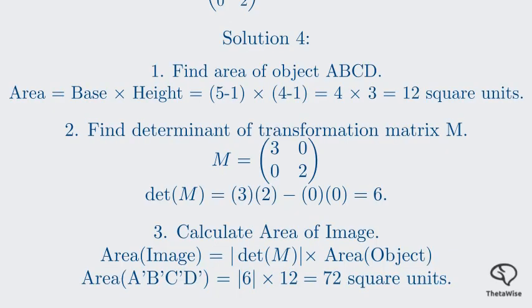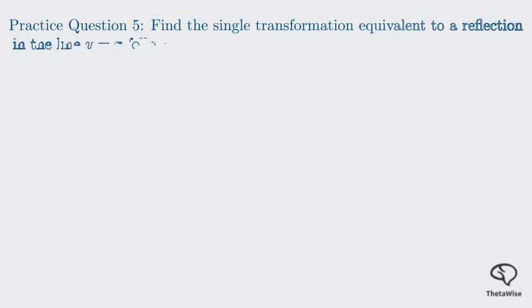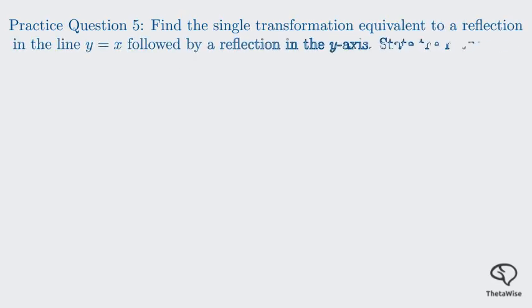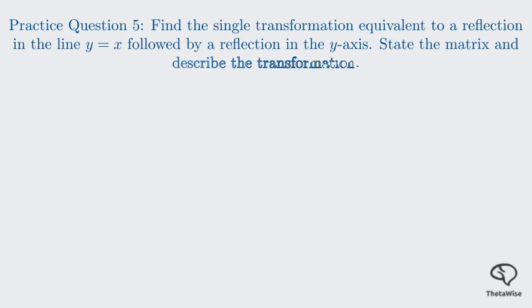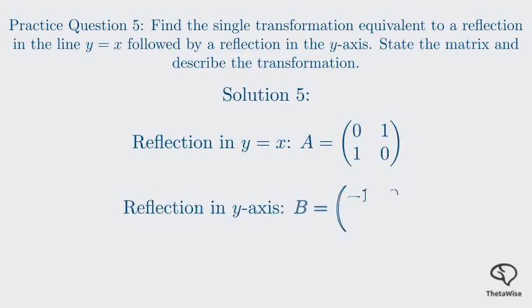Question 5. Find the single transformation equivalent to a reflection in the line y equals x, followed by a reflection in the y-axis. State the matrix and describe the transformation. Give it a try before watching the solution. First, we get the 2 individual transformation matrices. The reflection in y equals x has a matrix A. The reflection in the y-axis has a matrix B.